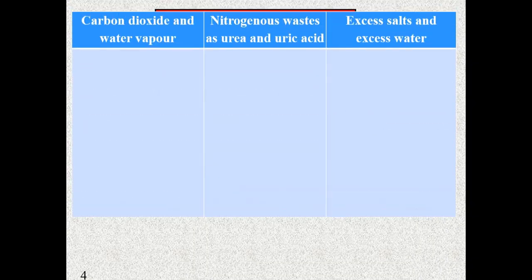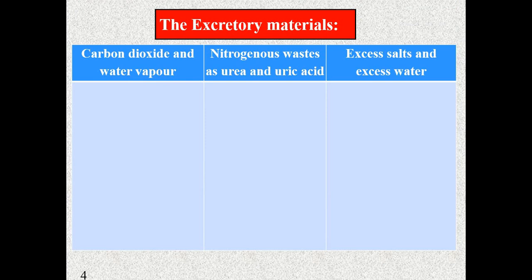The excretory materials, like what? Carbon dioxide and water vapor, we know it from the circulatory system. Nitrogenous wastes as urea and uric acid. Excess salts and excess water. Again, excretory material has three groups: carbon dioxide and water vapor; nitrogenous wastes like urea and uric acid; excess salt and excess water.